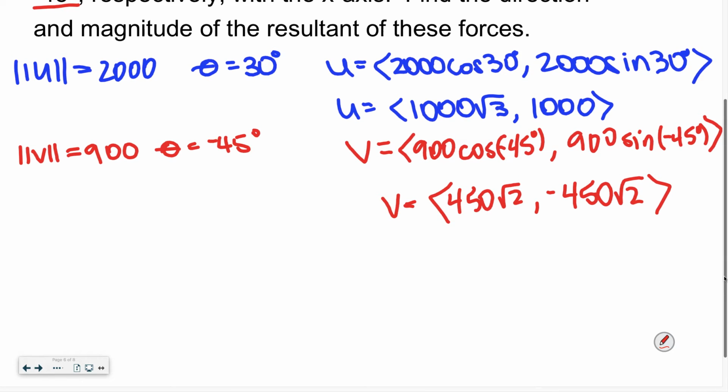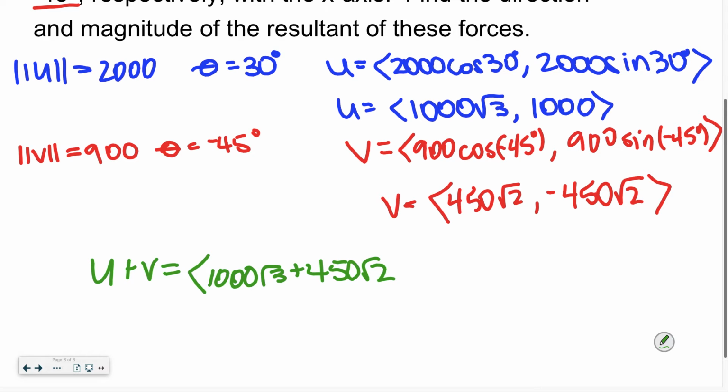So the vector that is created by these two forces acting together is u plus v. 1,000 radical 3 plus 450 radical 2 would be our horizontal component. We can't really add those together, right? And then 1,000 plus negative 450 radical 2 would be our vertical component.